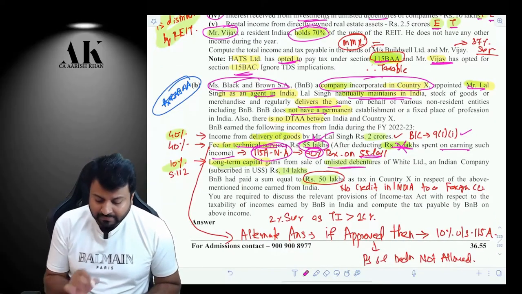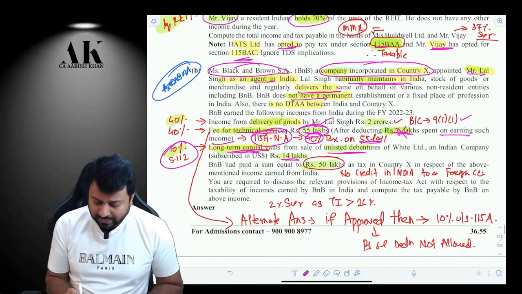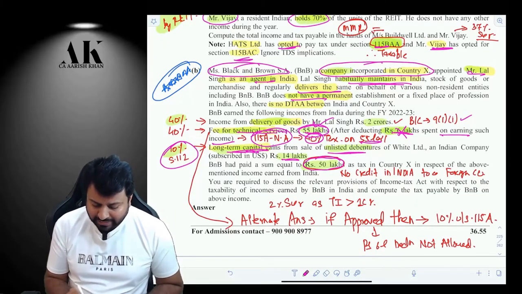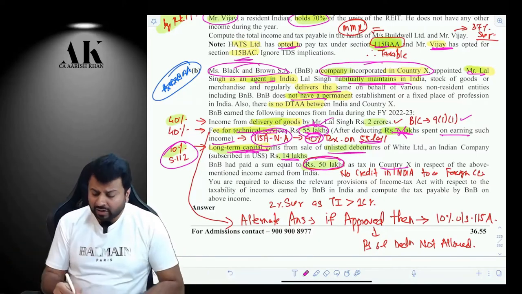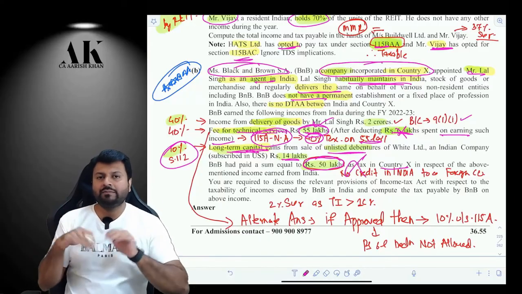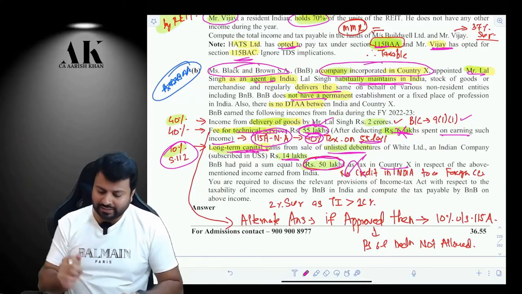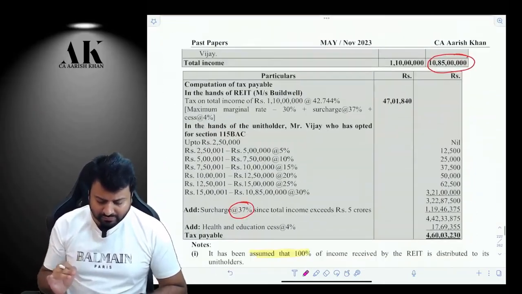Then, unlisted debentures long-term capital gains will be subject to 10% tax under section 112. Plus, there is some 50% tax which is paid by BNB in country X. Will it get the benefit of tax credit in India? Obviously, no. The tax credit is given to residents. BNB is not resident in India. BNB cannot get the credit of the tax which is paid in a foreign country. Therefore, BNB will not get the benefit over here. Okay. So, this is what this question is all about.